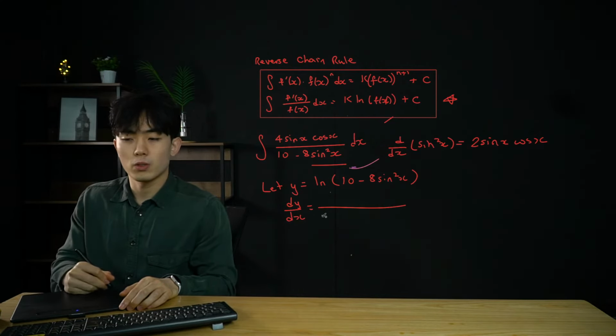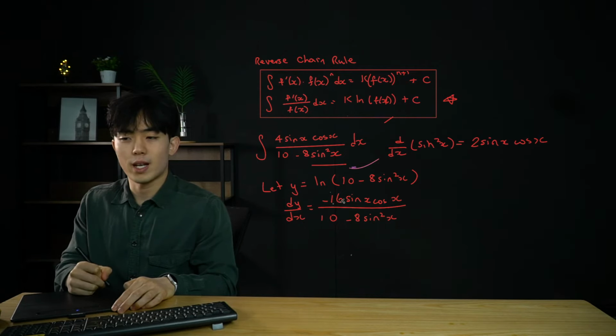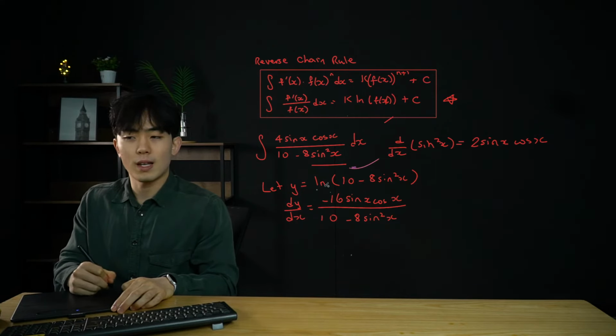We now go about comparing this dy by dx term with our original integral. And you can see it's very similar, apart from the constants, where there's a 4 here and we have a negative 16 here. So we want to get rid of this negative 16 or reduce it to 4. So what we do is in our y term here, we just divide it by 4. So 1 over 4.